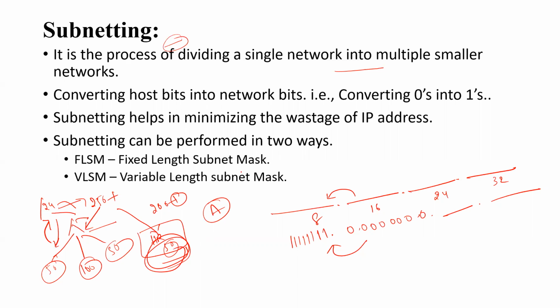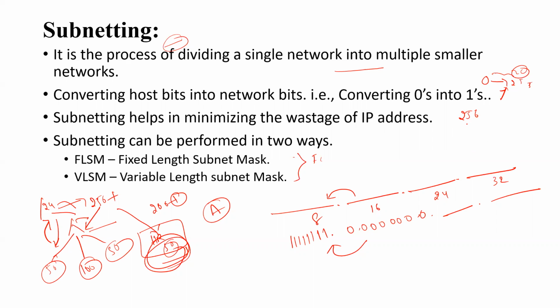We can perform subnetting in two ways: FLSM and VLSM. FLSM stands for fixed length subnet mask, and VLSM stands for variable length subnet mask. So what are FLSM and VLSM? As an example, consider 0 to 255, in total 256 IP addresses.